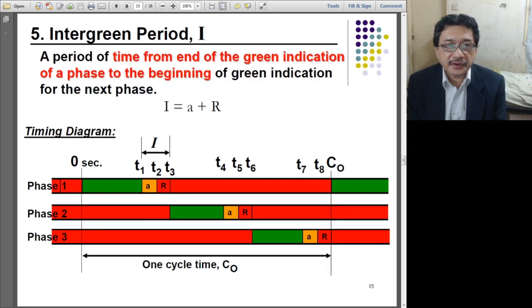The intergreen period, or capital I, is a period of time from the end of the green indication of a phase to the beginning of a green indication for the next phase. I is given as amber plus all red period, and the formula is shown in the slide.